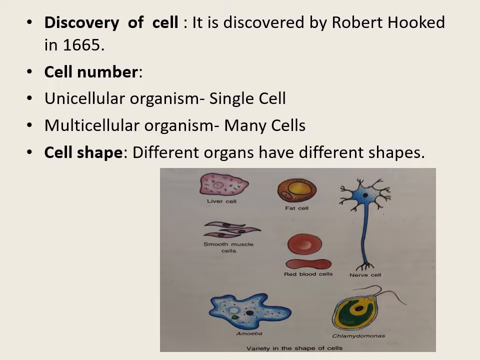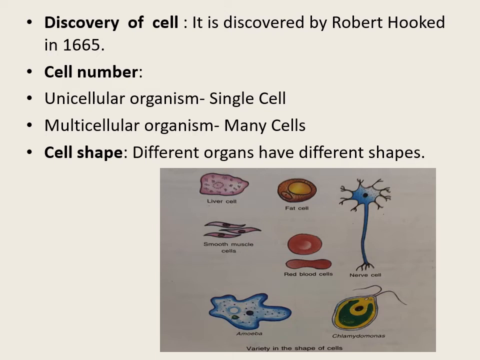Now the next topic is cell number. You have seen many organisms. Some are very small, you can't see them with your naked eyes. Some are very big, even bigger than us. So what makes them different in their size? The number of cells. Again, these organisms are divided into unicellular and multicellular. A unicellular organism has a single cell and a multicellular organism has many cells. So depending upon the quantity of cells, the size differs.